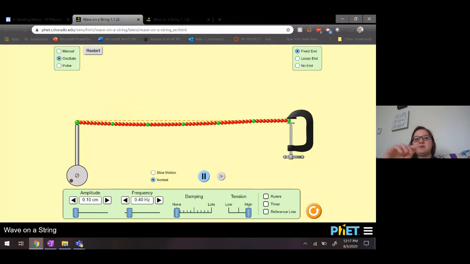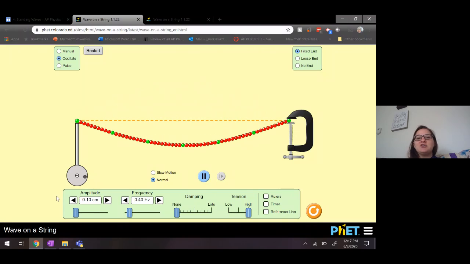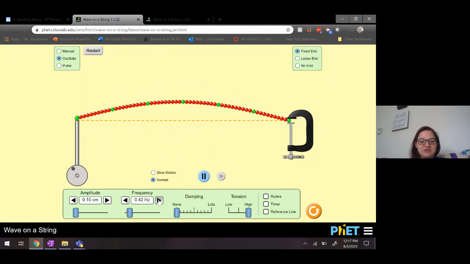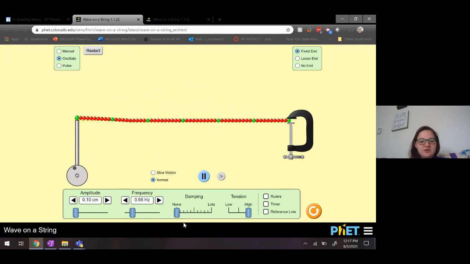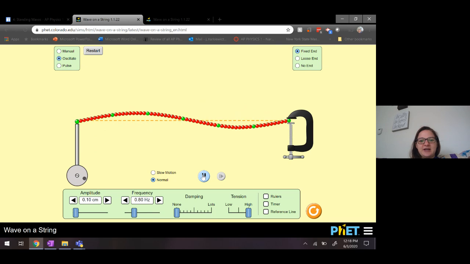Here I was able to create a fundamental frequency at 0.4 hertz. So I should be able to get the second harmonic at 0.8 hertz. Let's see if 0.8 hertz gives me that. Nice. I'm going to pause this, and we should be able to see one full wavelength. Fingers crossed. All right, we're going to let it go for a little bit.